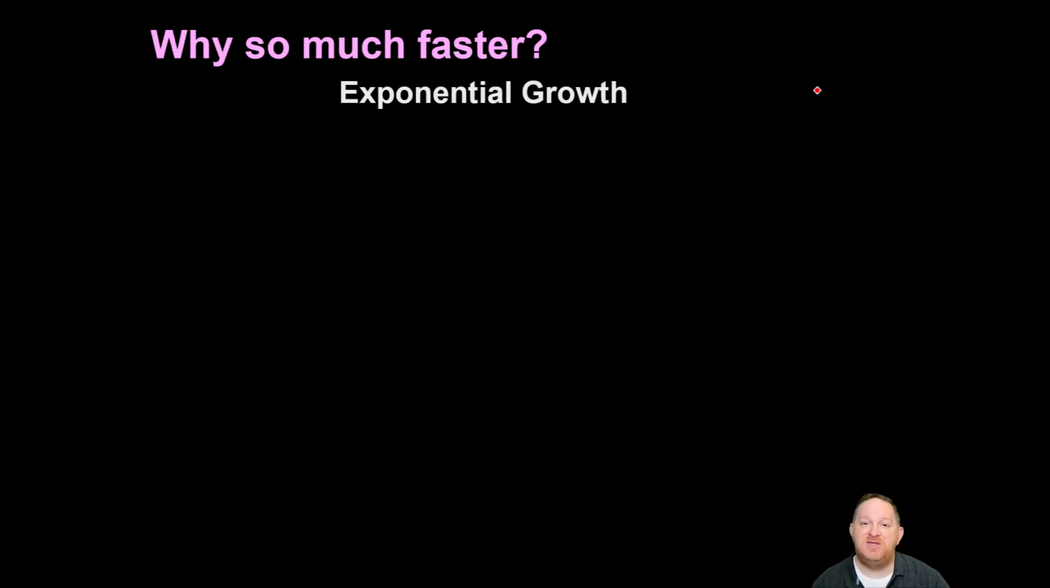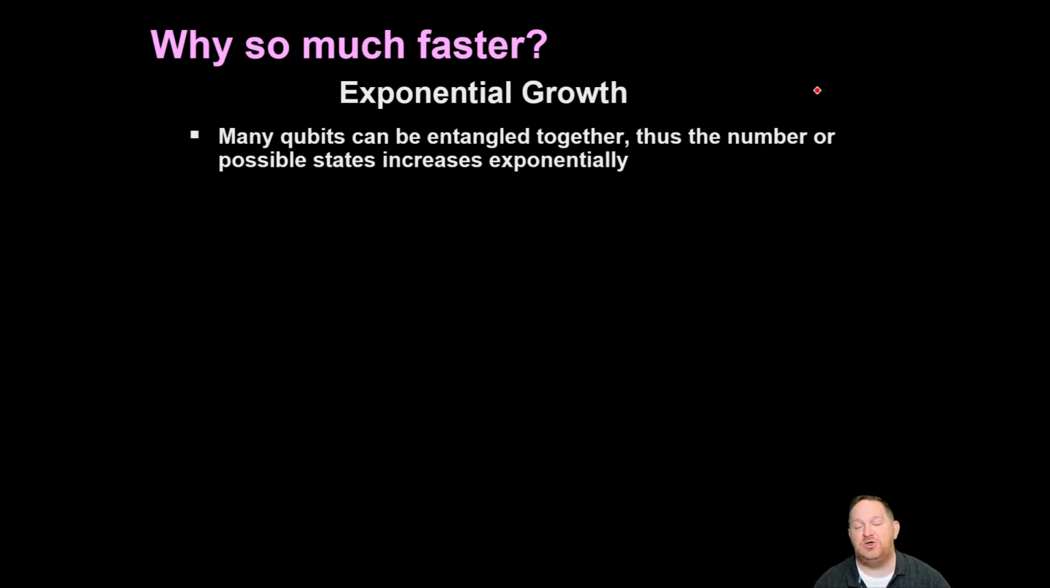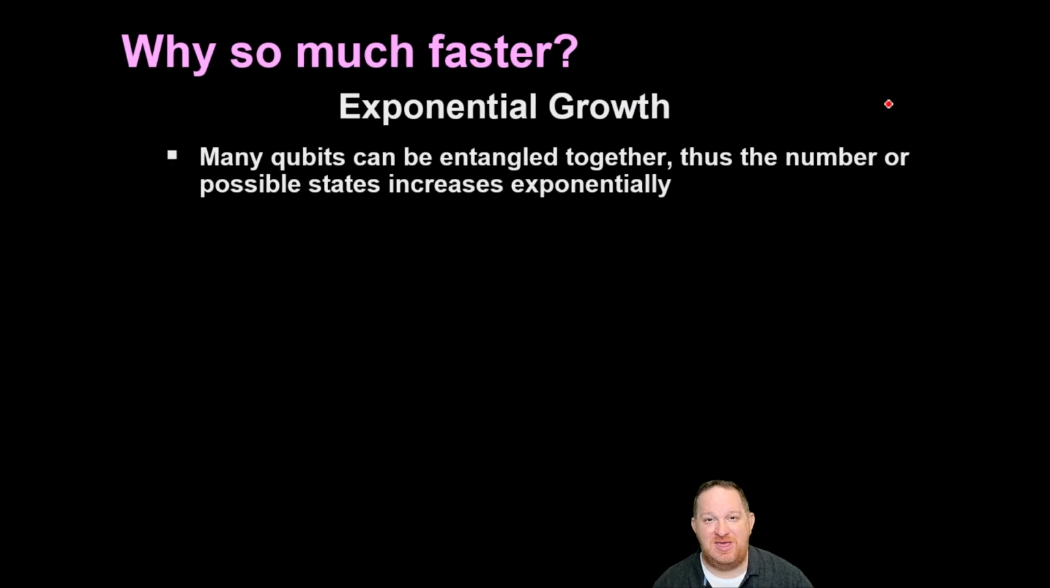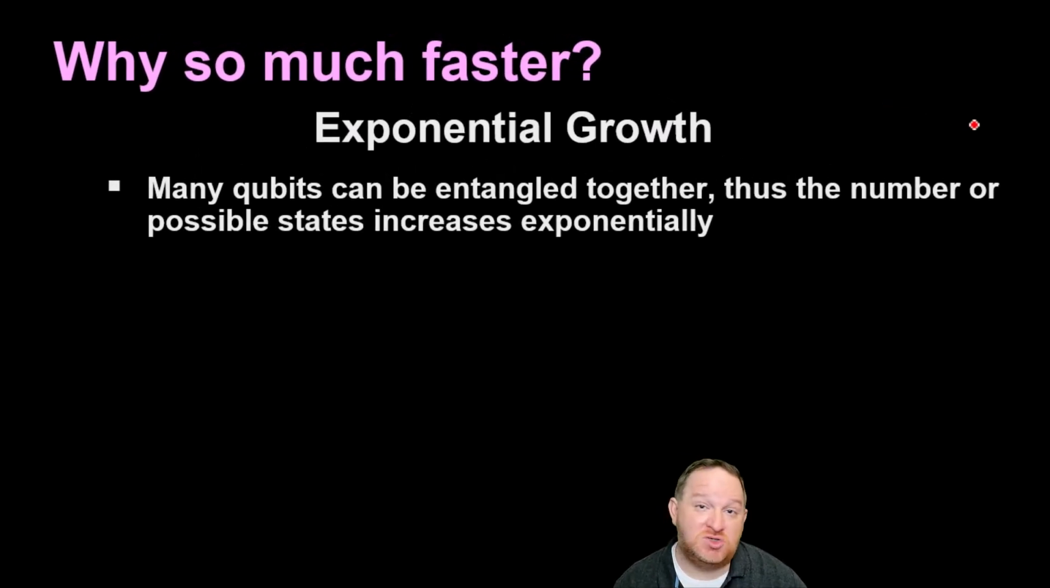And that leads me to this slide. Why so much faster? These computers can do things. They've already shown it, the ones that are sort of the beta programs that we see from Microsoft, IBM, Google. They are showing us that they can already calculate things at speeds that traditional computers just can't even touch for years and years and years. So why is this faster? As I mentioned, because of exponential growth.